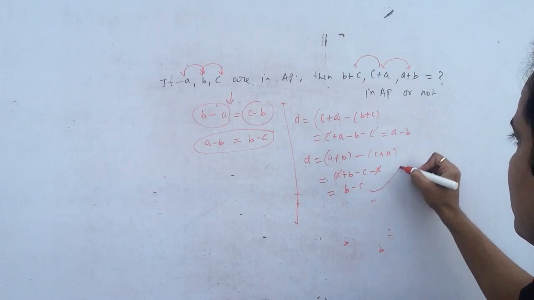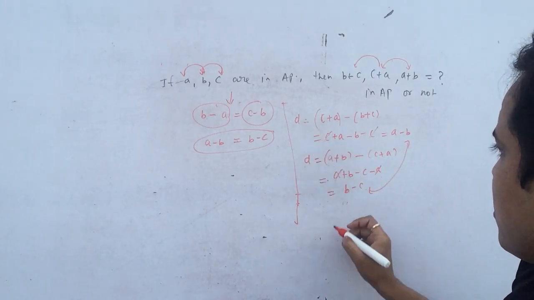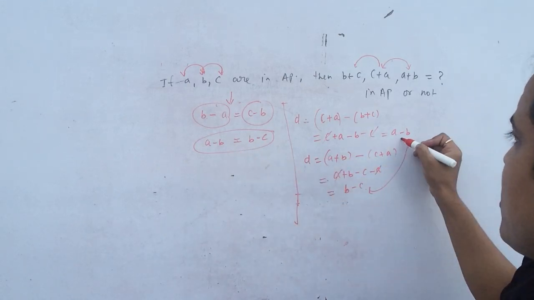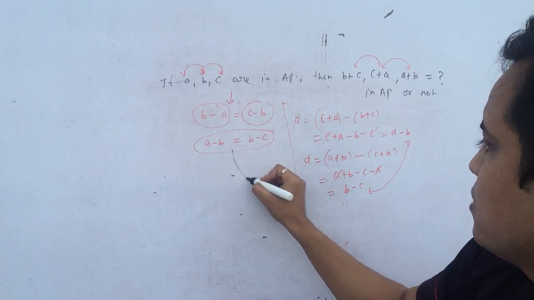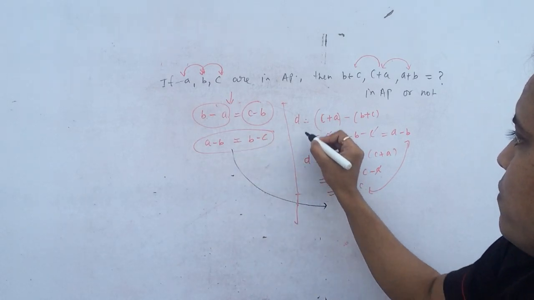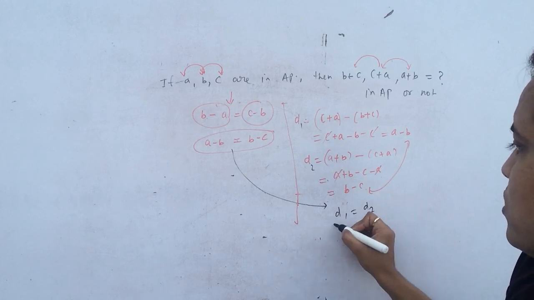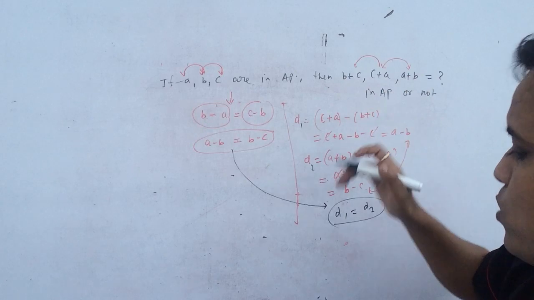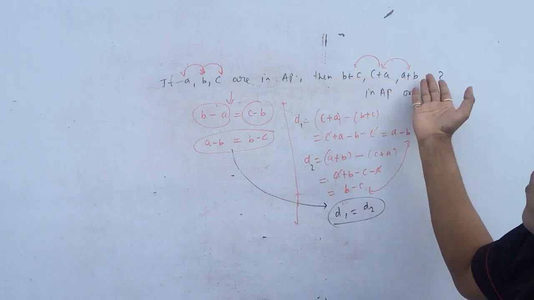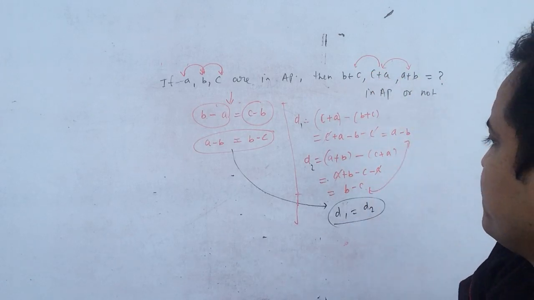So here we can compare. In this case both D are equal since A minus B equals B minus C here. So when you apply this, you get the common difference D1 and D2 are equal. So in this case we can see that this sequence is in AP. All right.